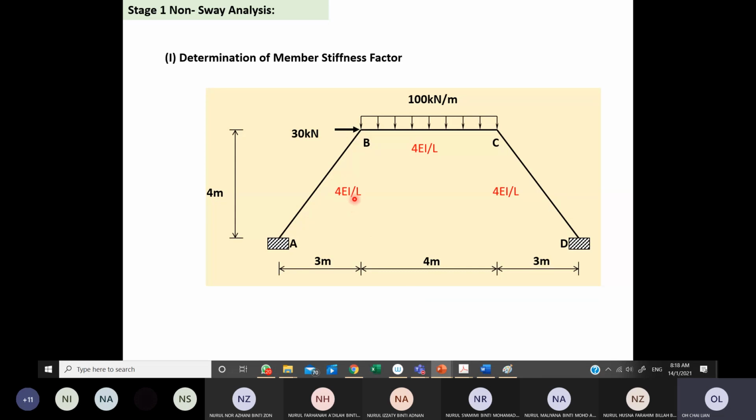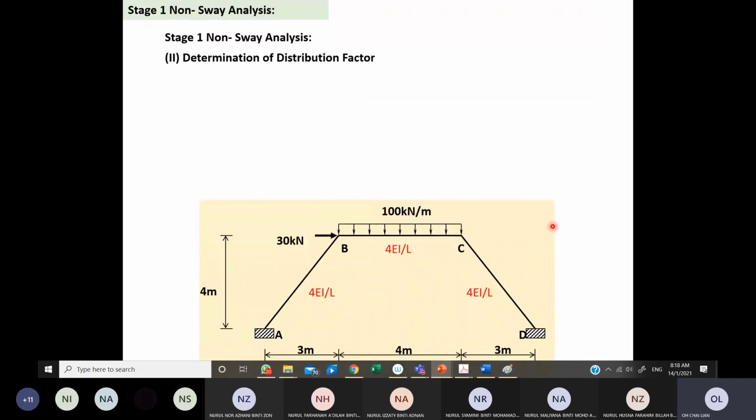I would like to remind everyone that this L is the length of the member, not the 4 meter. It will be the length of AB, so it will be 5. BC will have a length of 4, and CD will be 5. So this is symmetrical in terms of geometry. After you have determined the member stiffness factor, we can put it in the distribution factor.